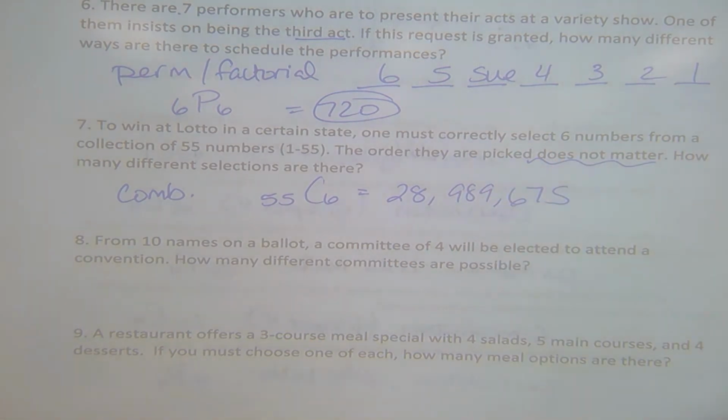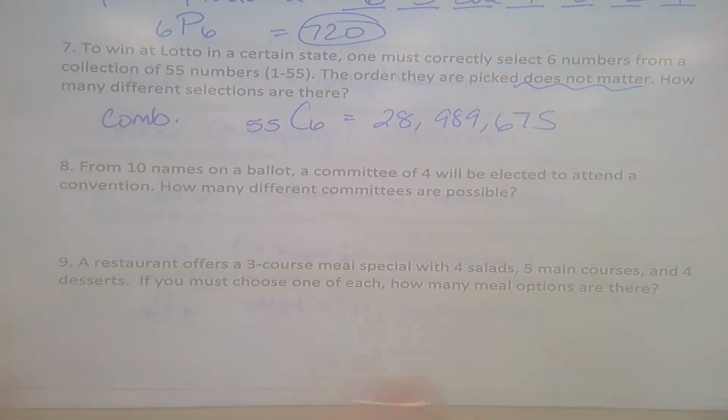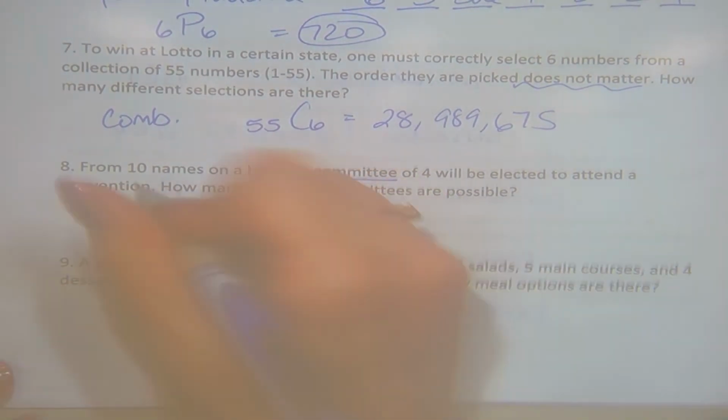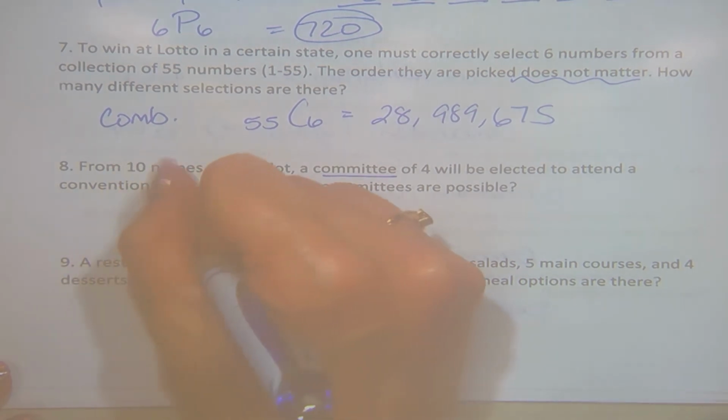Number 8, there are 10 names on a ballot. I'm picking a committee. So I've got one set of names. If it's a committee, order doesn't matter. So that makes it a combination.